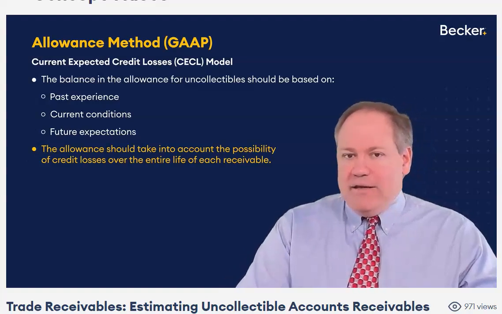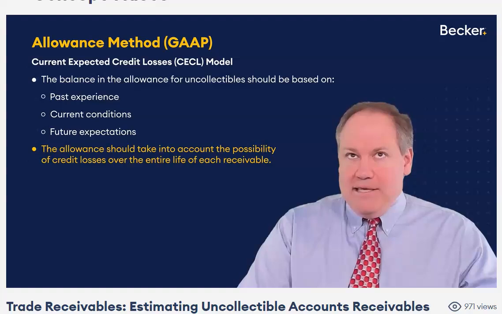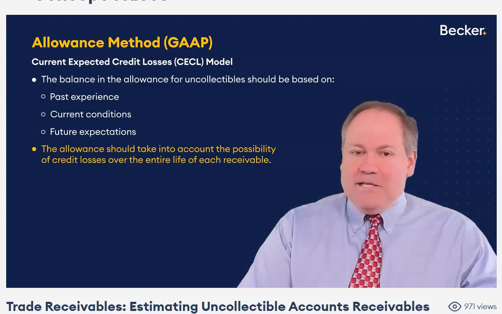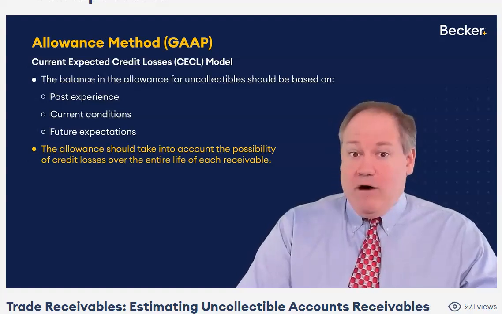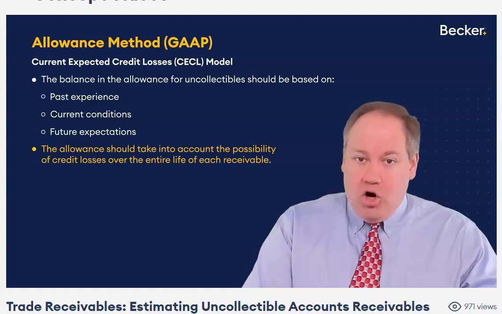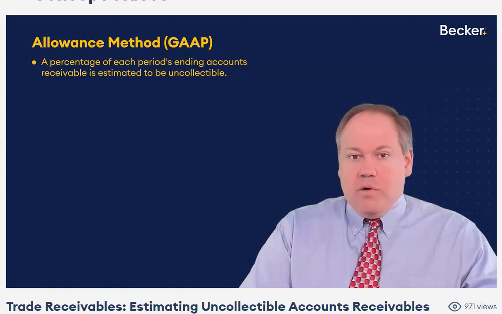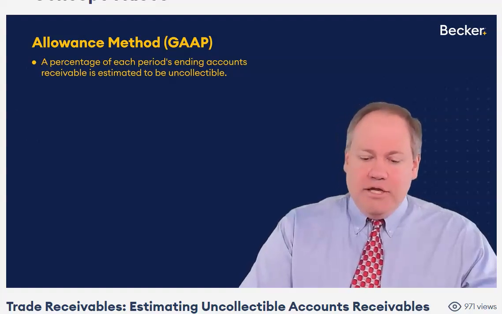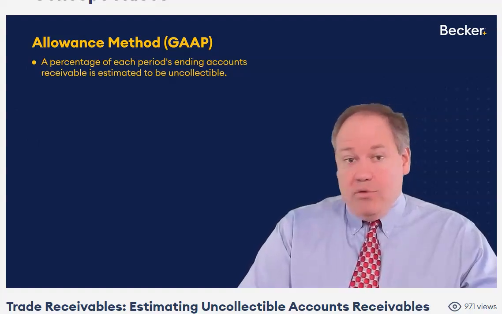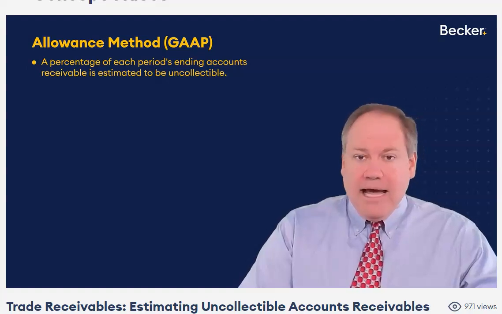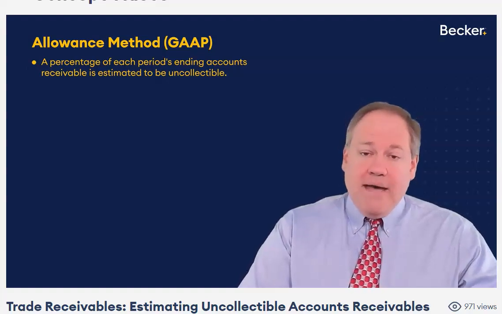Now, that's the expected credit loss part. That's the ECL in CECL. But it's current, meaning as of now. What do we believe currently is likely to happen? So what we're going to do is deem that a certain percentage of our accounts receivable is not going to be collectible. How do we deal with that? We're going to charge bad debt expense.